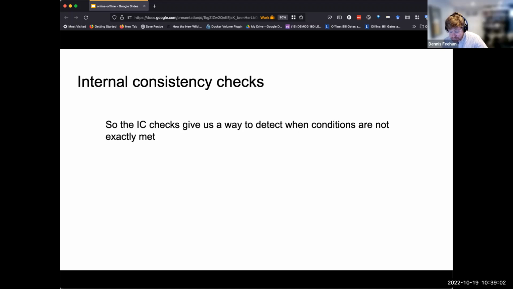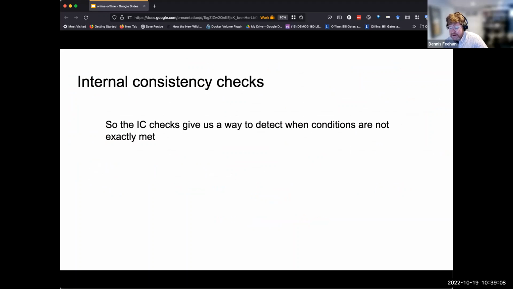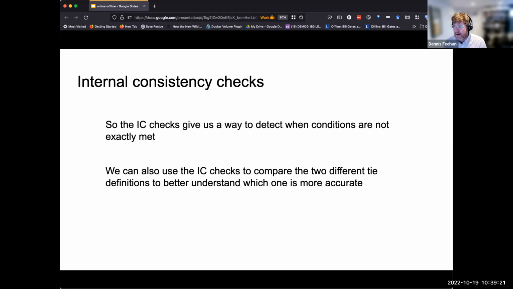Okay, so these internal consistency checks give us a nice way to see whether the conditions that we need to assume in our estimates hold, and give us some sense of a sanity check. You could think of them that way. But they also allow us to compare the two tie definitions. Remember, we're interested in making progress by figuring out whether a stronger tie or a weaker tie seems to produce more accurate estimates.